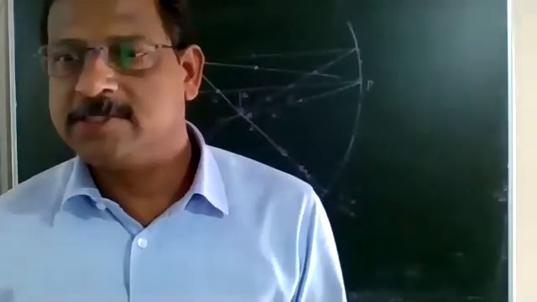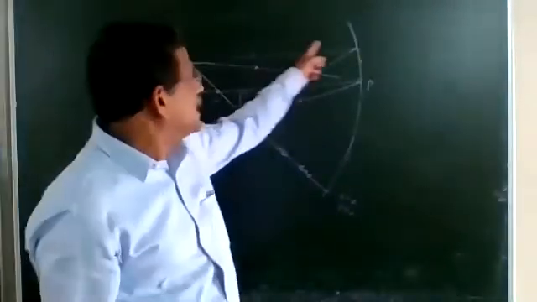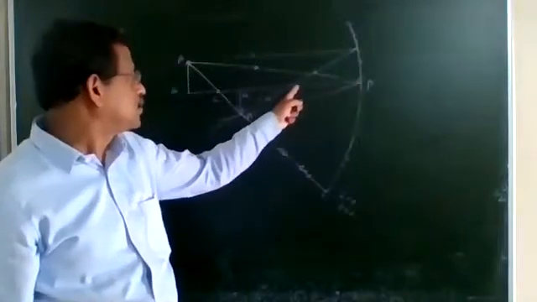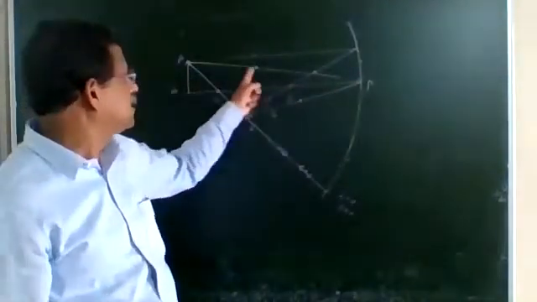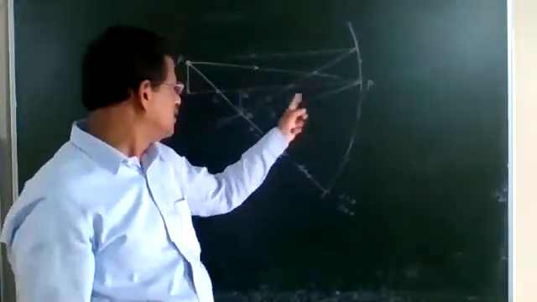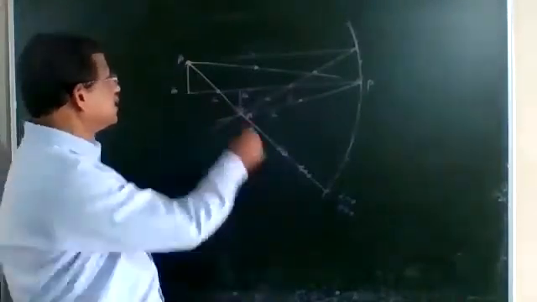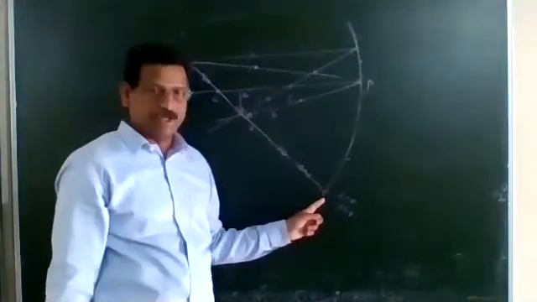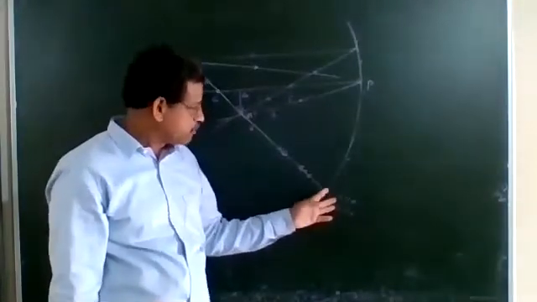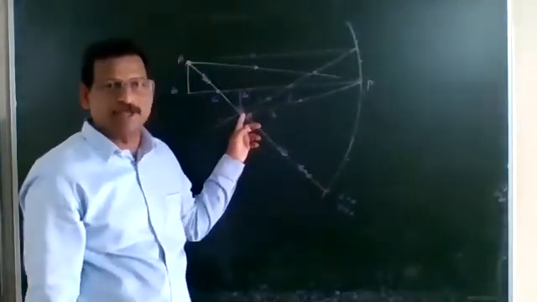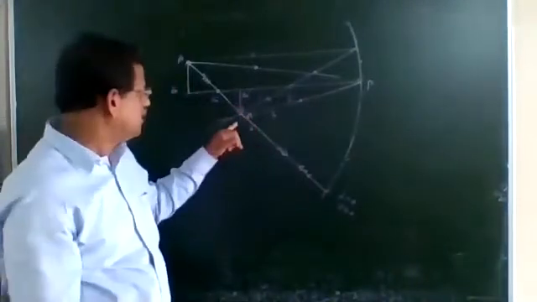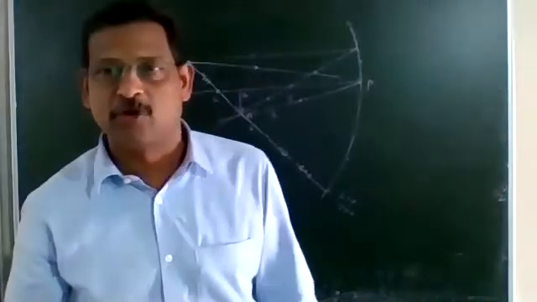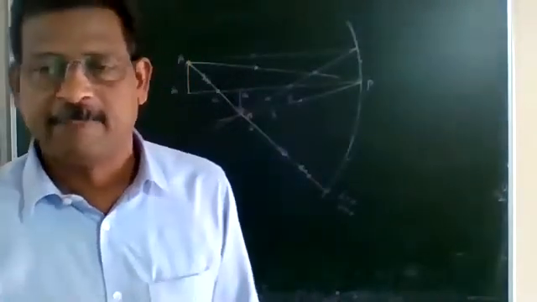The last class we have seen this diagram. First ray parallel to the principal axis, after reflection passes through the focus. Second ray reaching the pole, after reflection comes back. Another ray, the third ray, passing through C reaches the mirror as a normal incident. All of them meet here. So A dash, B dash is the real, inverted, diminished image of the object placed beyond C.